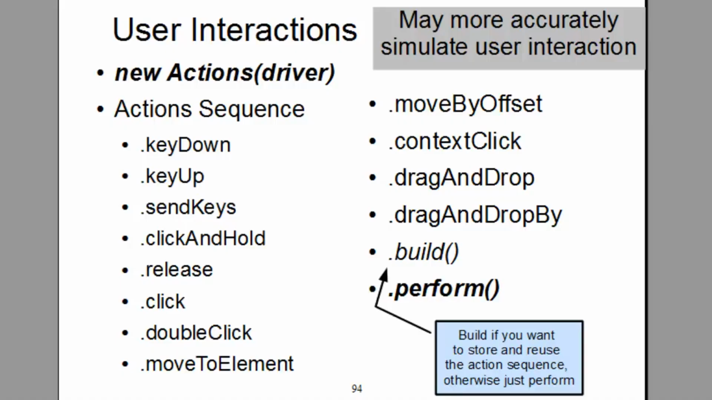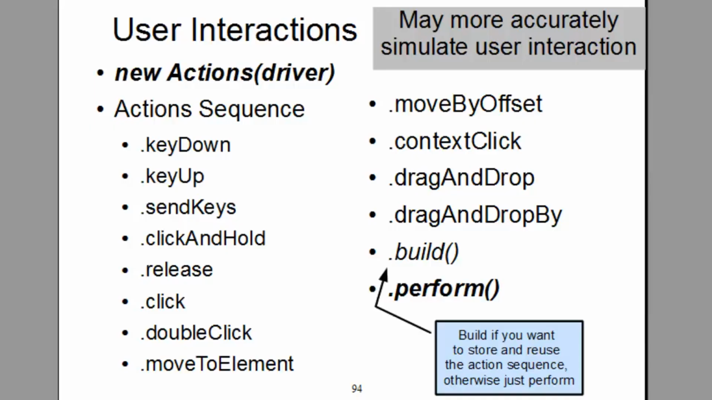Then all the rest of the commands here are related to the mouse. Click and hold clicks the left button and holds it. Release releases that left button. Click clicks the button, then there's double click, move to element, move by offset. All these things are mouse actions. And here I'm saying that it may more accurately simulate user interaction. That's not guaranteed. Sometimes it doesn't work the way you want, and I've got an example just coming up that's going to show this.